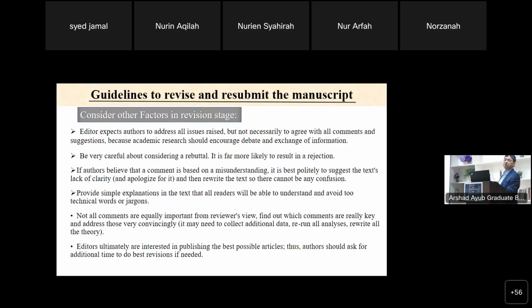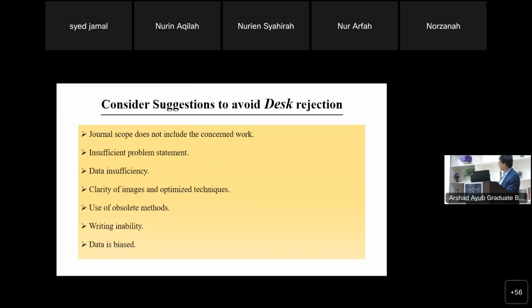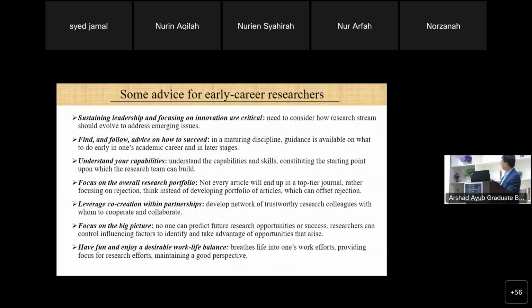Some advice: sustaining leadership and focusing on innovation are critical. You need to consider how your research stream should evolve to address emerging issues. Find and follow advice on how to succeed. In a maturing discipline, guidance is available on what to do early in one's academic career and in later stages. So if you attend an academic conference, they have an early researcher breakfast. You should attend those kinds of things.